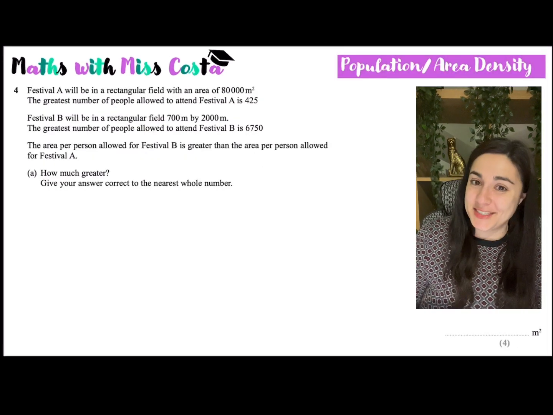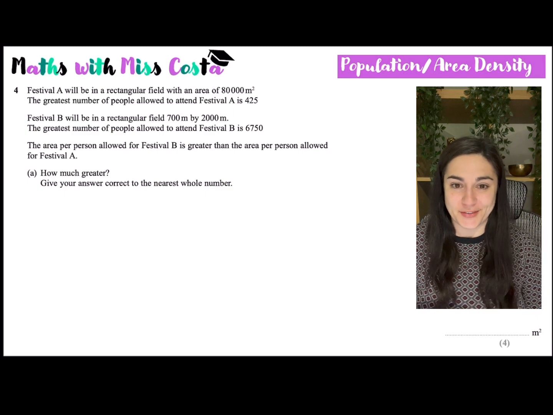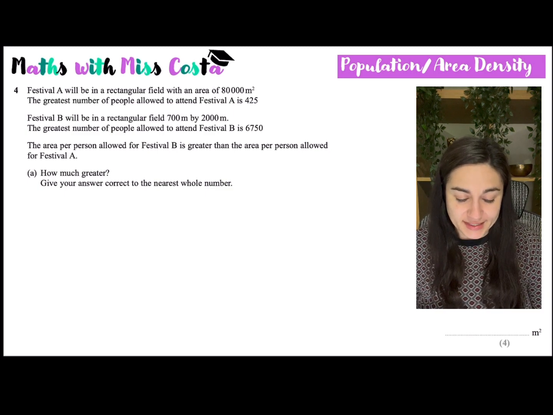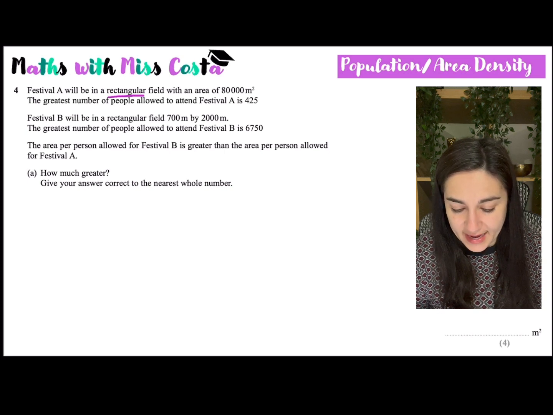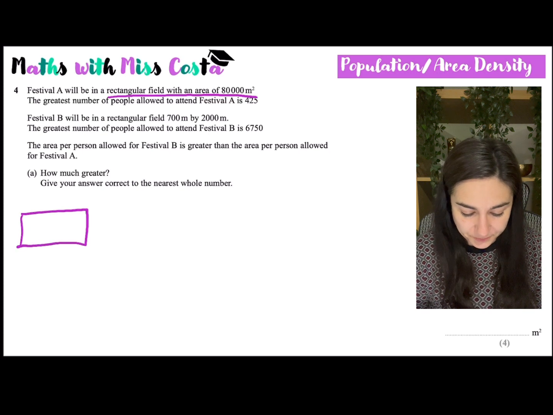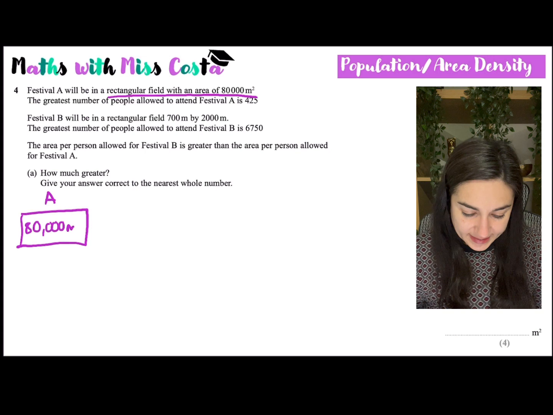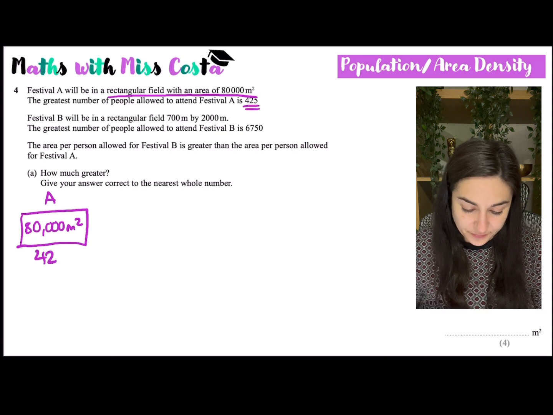So this is a population density question. In this case, maybe an area density because it's not an entire population of a country. We are told that festival A will be in a rectangular field with an area of 80,000 meters squared. And the greatest number of people allowed to attend the festival is 425.